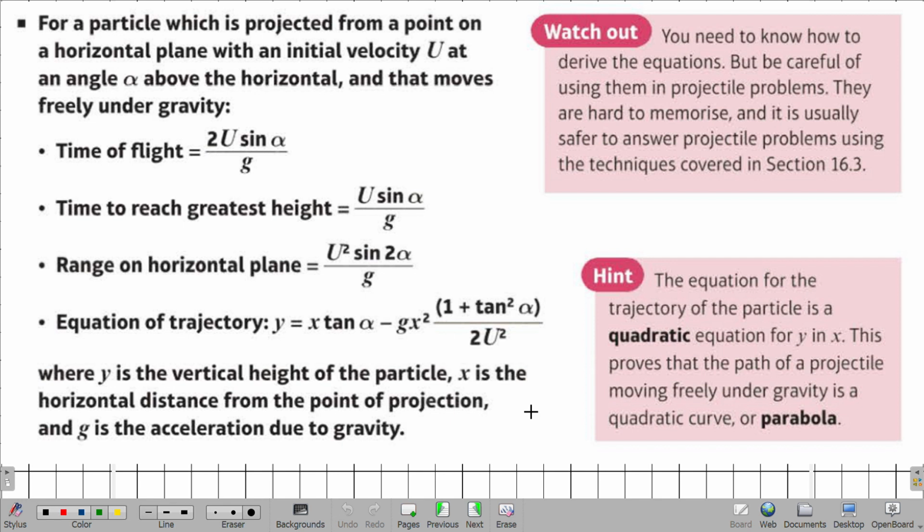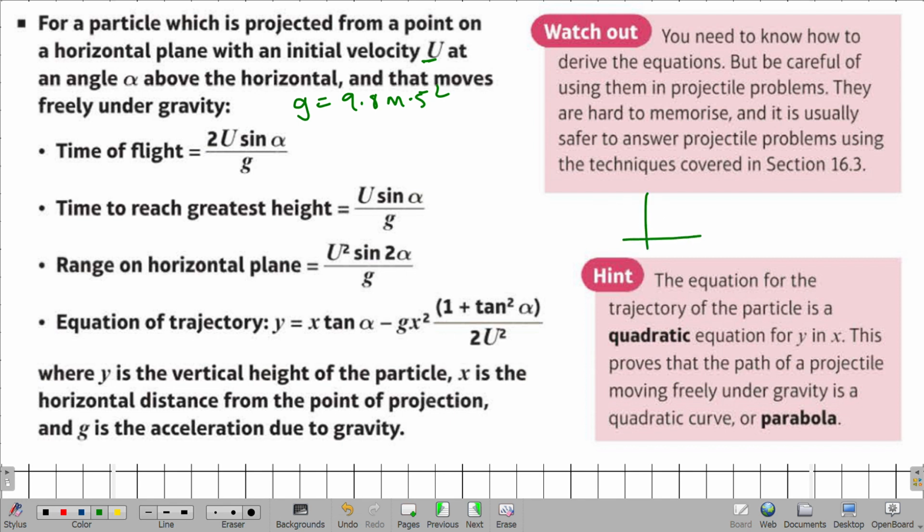You find that in most cases, be it A level mathematics or university mathematics, these formulas are actually provided for you to use. So for a particular particle which is projected from a point on a horizontal plane with an initial velocity of u at an angle alpha above the horizontal, and that moves freely under gravity, that is g is equal to 9.8, the time of flight taken is just given by 2u sine alpha over g.